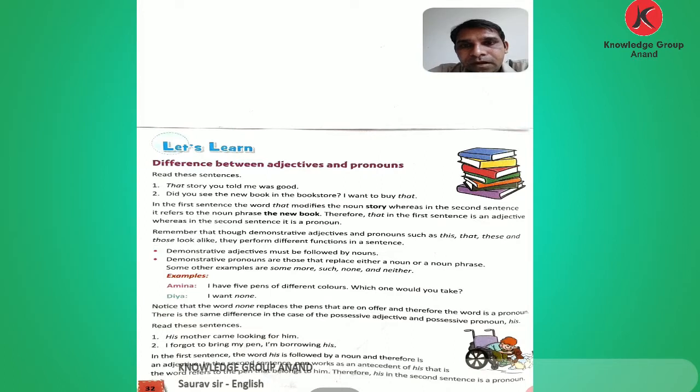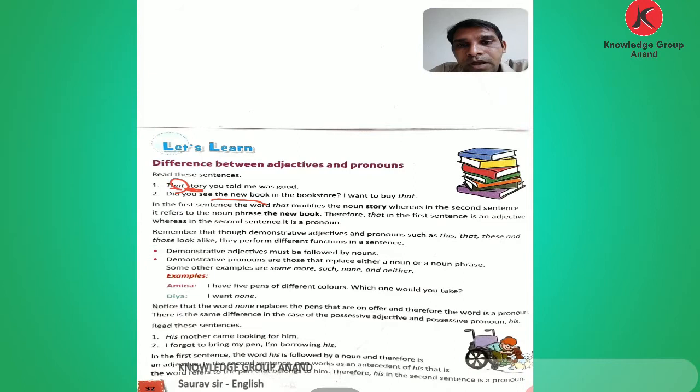Here are two examples, we can learn the difference between pronouns and adjectives through them. That story you told me was good. Did you see the new book in the bookstore? I want to buy that. Now see, in these two sentences, the word that, and after that is the word story. In the first sentence, the word that modifies the noun. Noun what? Story. Whereas in the second sentence, it refers to the noun phrase, the new book.